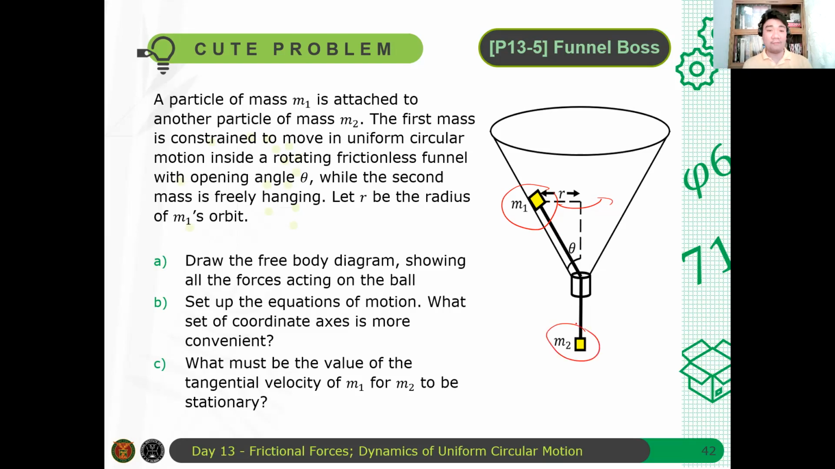Now, the question here is, of course, we can draw a free body diagram of it, we can set up the equations of motion, but the question in this particular problem is, what should be the tangential velocity of M1 for M2 to be stationary? That is the question of this topic. So what I will do is explain the solution and solve this problem in this class. Okay? May tanong ba? Wala? Okay.